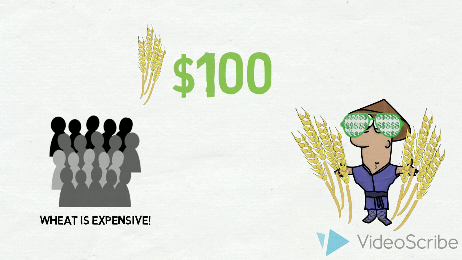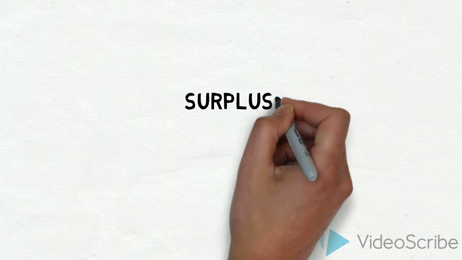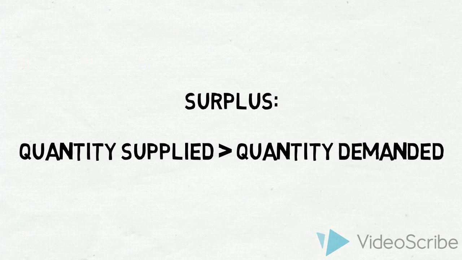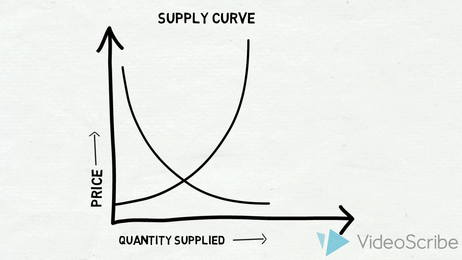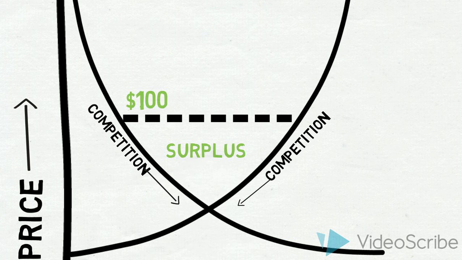This leads to a condition called a surplus. A surplus is a situation in which the quantity supplied is greater than the quantity demanded. Competition will push prices down whenever there is a surplus because suppliers will bid the price down through things such as sales.